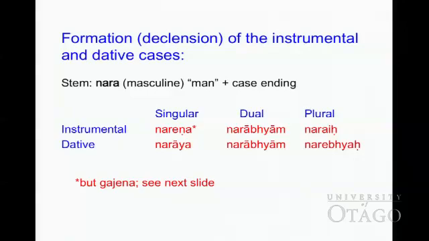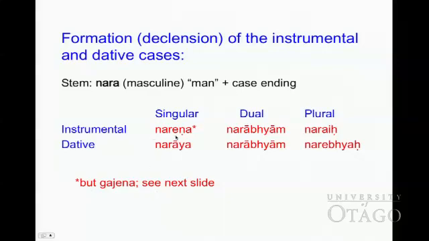Now let's see the declension of instrumental and dative cases. Instrumental, singular, narena. Dual, narabhyam. Plural, naraiḥ. Dative, singular, narāya. Dual, narabhyam. Plural, narebhyaḥ.